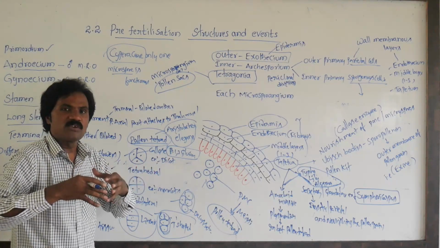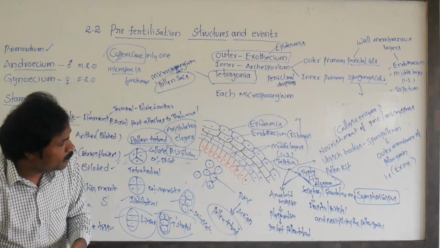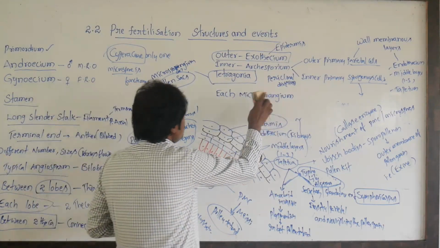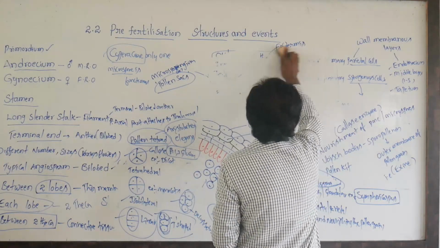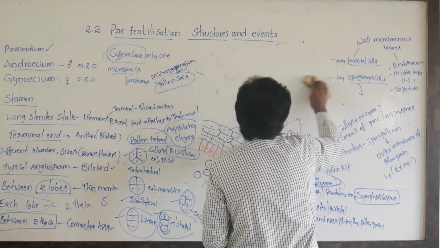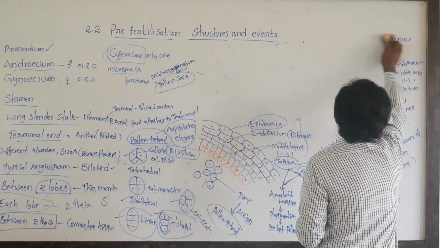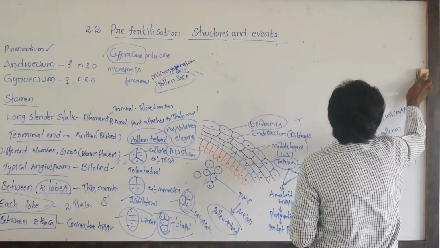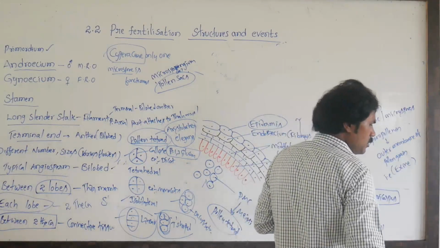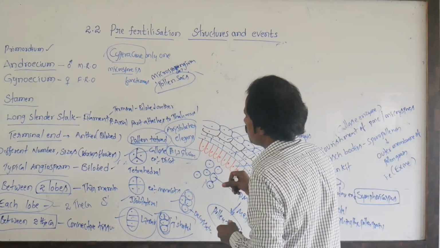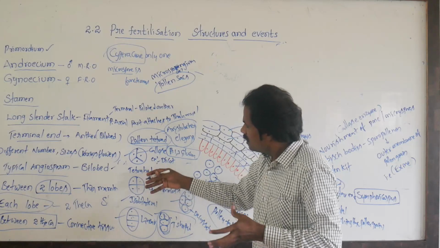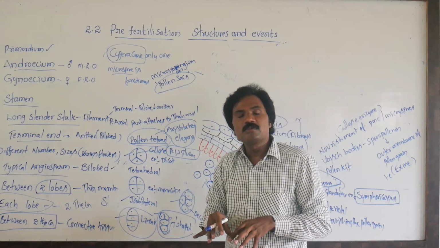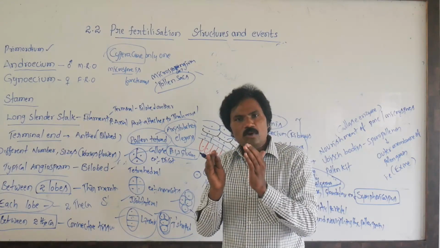But after maturation of this one, it also degenerates. It also disintegrates, and then the dispersal of the pollen grains occurs. Then these pollen tetrads are present in some of these organisms.